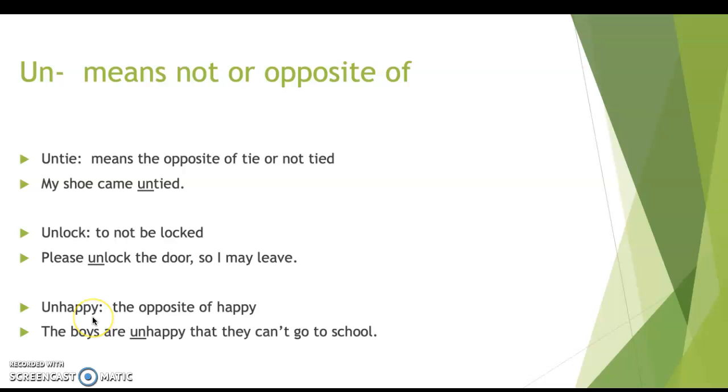The last example is unhappy, which means the opposite of happy. The boys are unhappy that they can't go to school. And I'm sure the girls are unhappy also, but I only chose one for the sentence. But un means to be the opposite of happy, or we know unhappy also means sad.